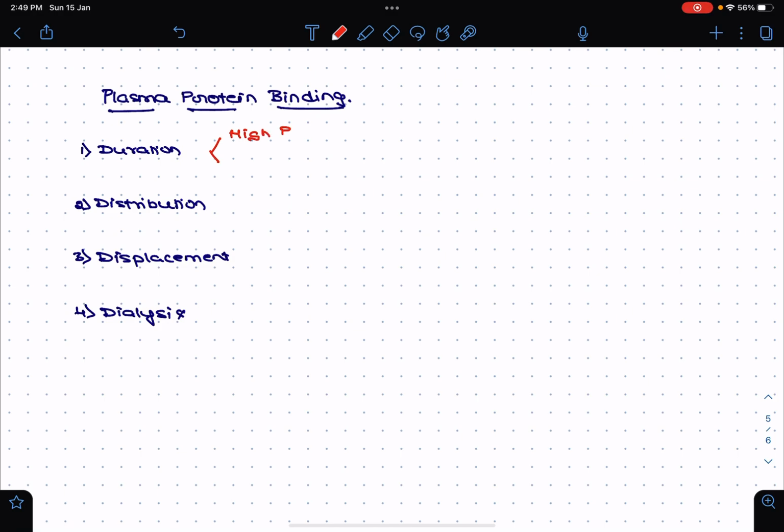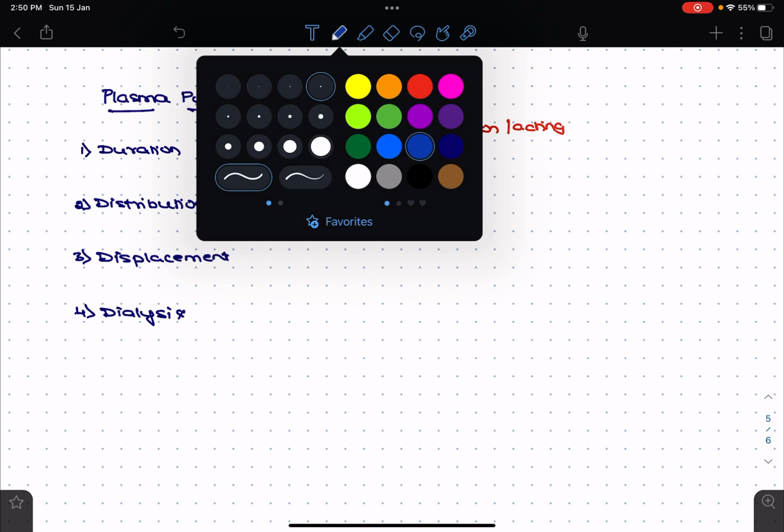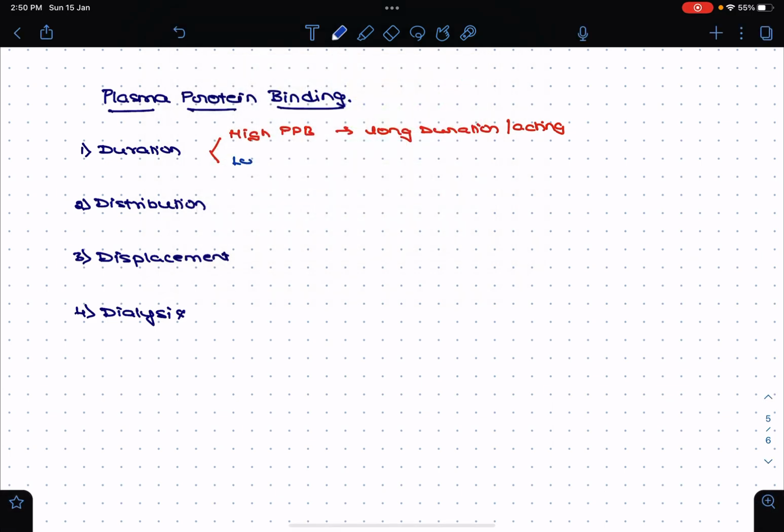So as you can see here, with the duration, those drugs which have high plasma protein binding capacity will act for a long duration, so they are long acting ones. Those which have low plasma protein binding ability will have a short acting ability.